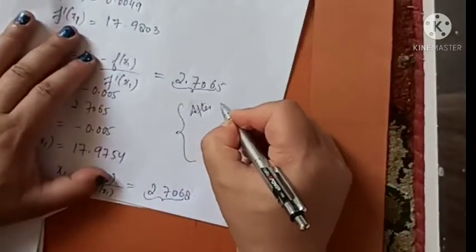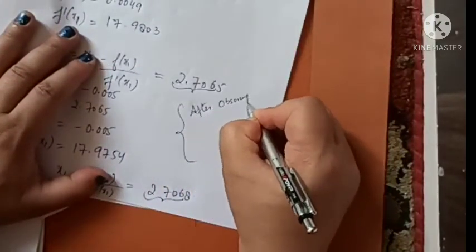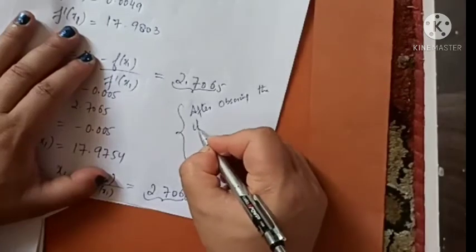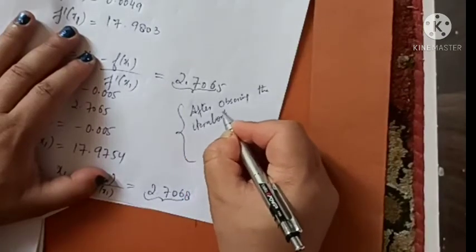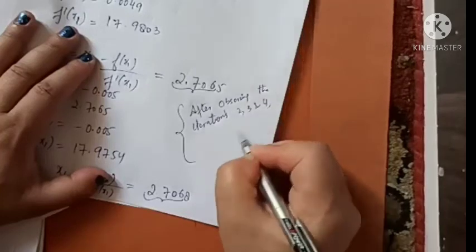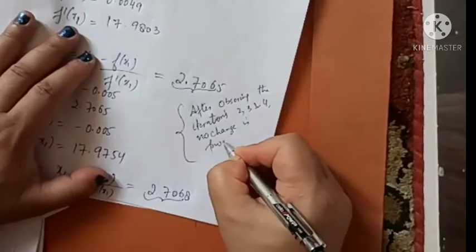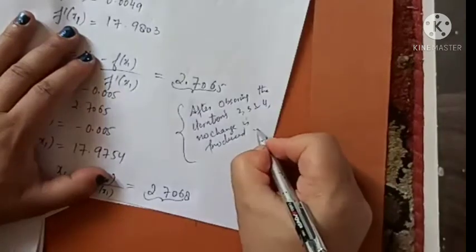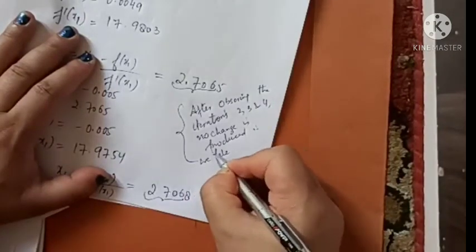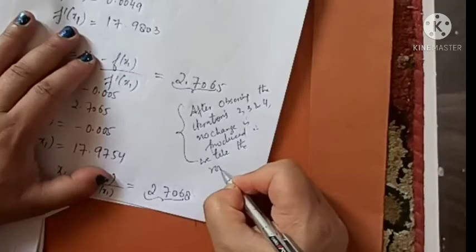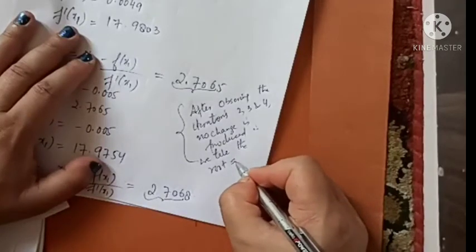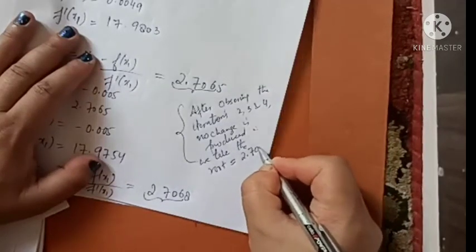After observing iterations 2, 3 and 4, no change is produced. Therefore, we take the root equal to 2.706.